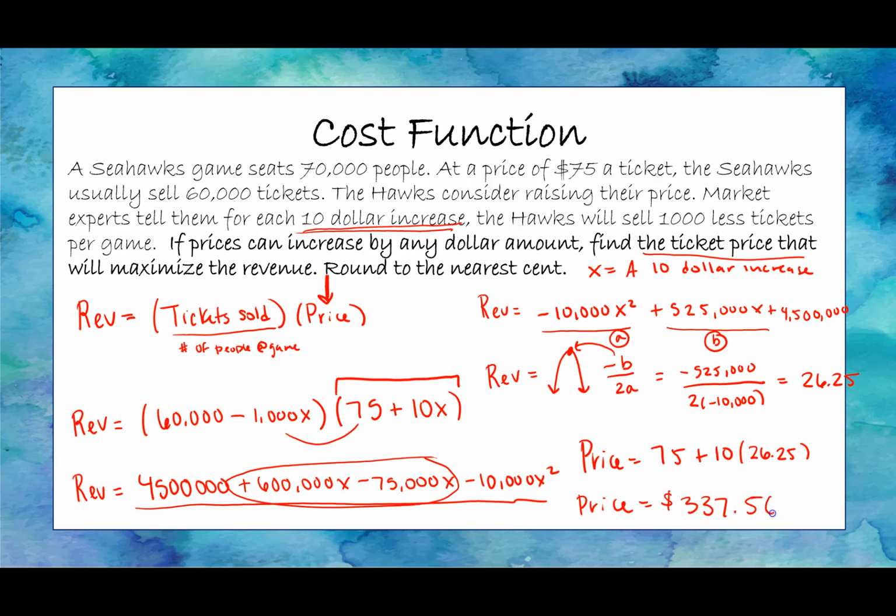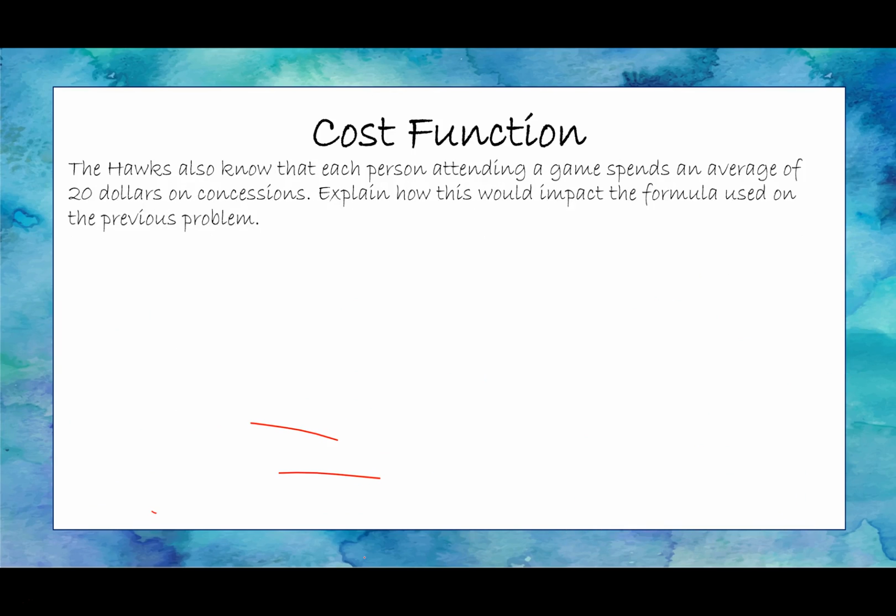And they're definitely going to have less people in their stadium, but their profit will be higher. All right, the next question says, the Hawks also know that each person attending a game spends an average of $20 on concessions. Explain how this would impact the formula used on the previous problem. And it's not actually asking you to solve it, but it's asking to write the equation.